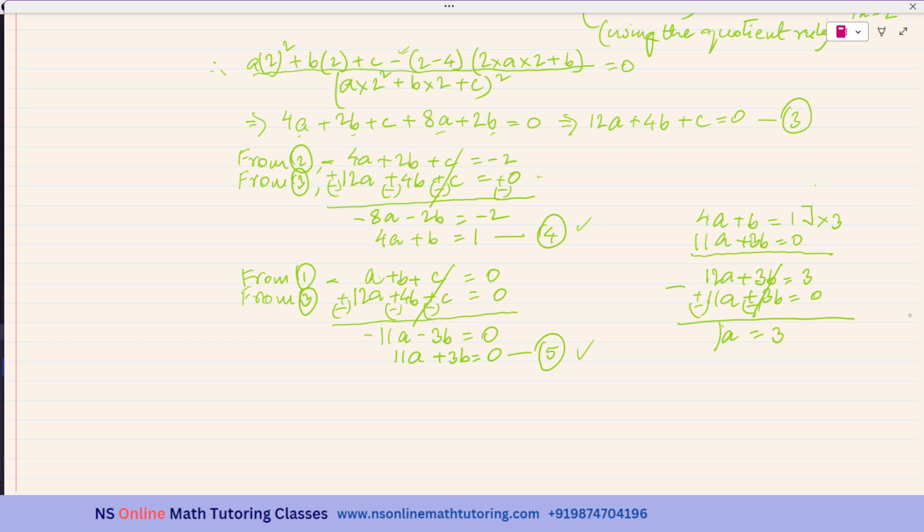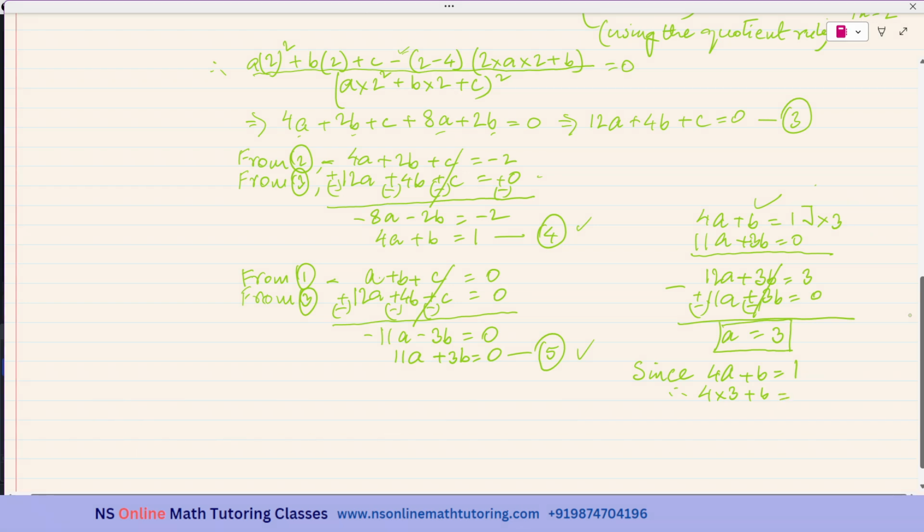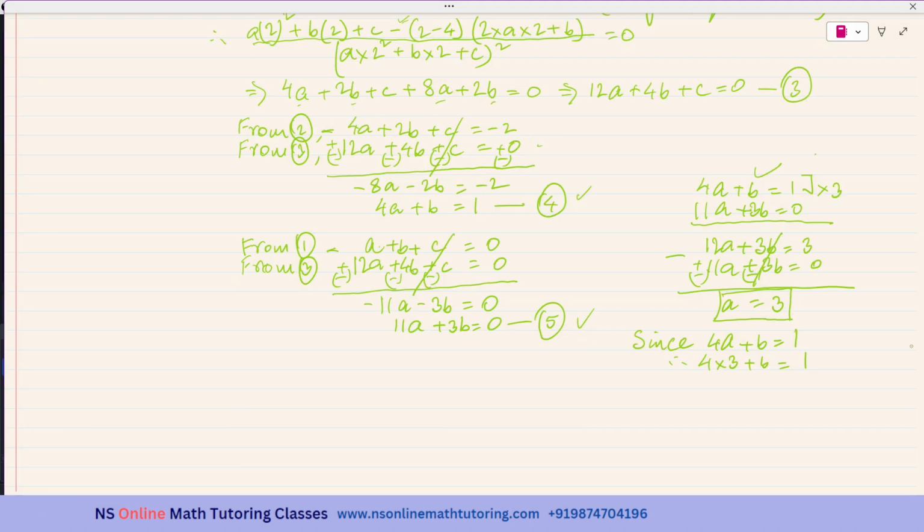Okay. The a's value is equal to 3. What about b? I'm taking this equation. Since 4a plus b equal to 1, therefore 4 times 3 plus b equal to 1, and this implies b equal to 1 minus 12. Therefore, b is equal to negative 11.